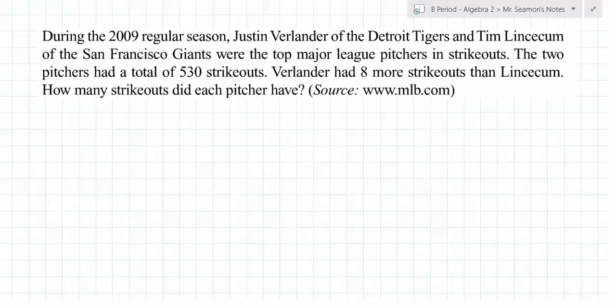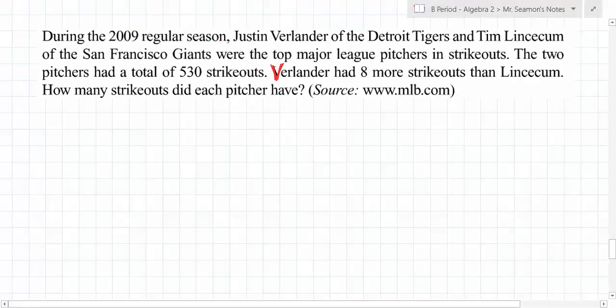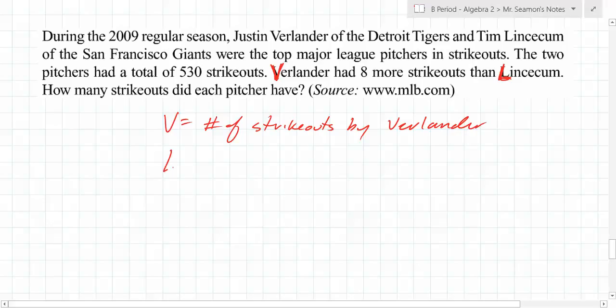Okay, so why don't you all label them? So we've read the equation, now we need to assign variables. What variables did people use? How about V and L, where V is what? What does V represent? Gabby? Not the equation, label it. V is the number of strikeouts by Verlander, right? And what does L equal?